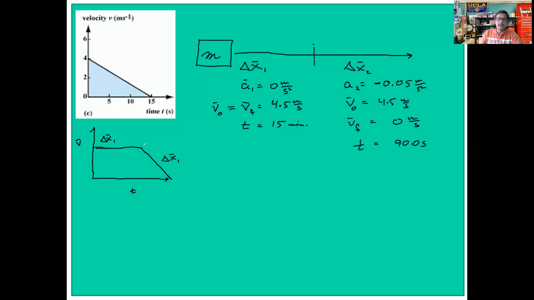All right, so how would we find the total displacement for this object here?